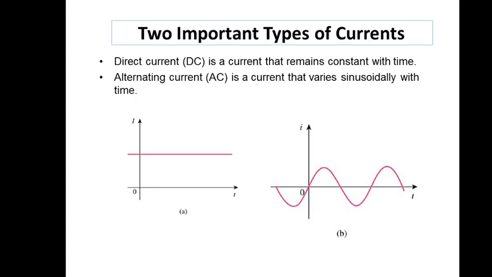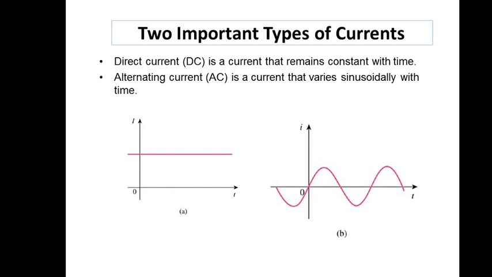So we have two types of currents. One is DC current, direct current, another one is AC current. DC current is a current that remains constant with time. It won't change with respect to time. It is a fixed value. So figure A shows that DC value, it is a constant value with respect to time.